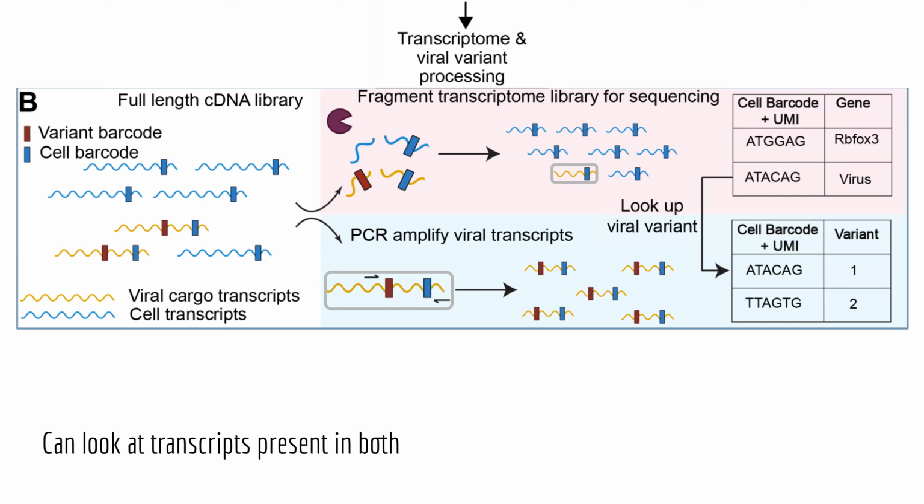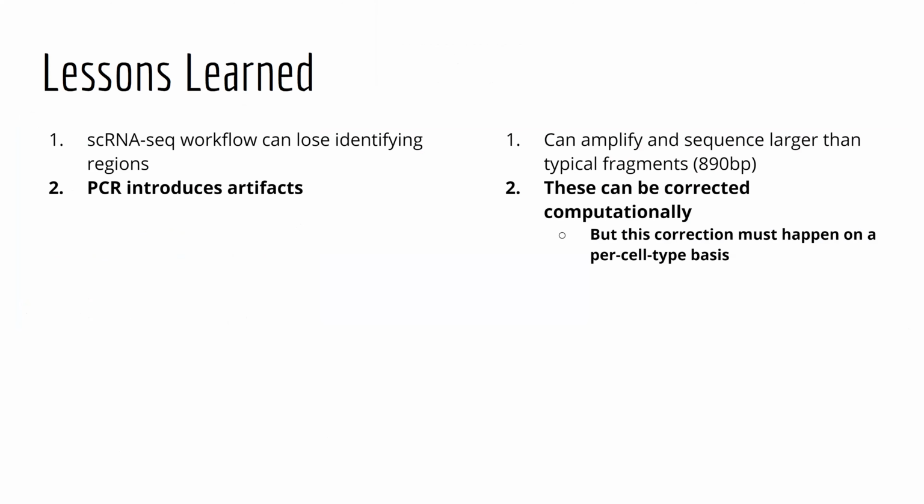So we didn't end up using the PCR fitting method, but I wanted to share it because everyone does PCR and it might be of relevance to other folks. But this lookup method seemed to be a lot better, and it recovered most. We didn't lose a lot. We only lose about 30% of the transcripts when we do this lookup table method, which is plenty for our application. So the next lesson here that we learned was PCR introduces artifacts and that you can correct them computationally. But unfortunately, this correction has to happen on a per cell type basis.